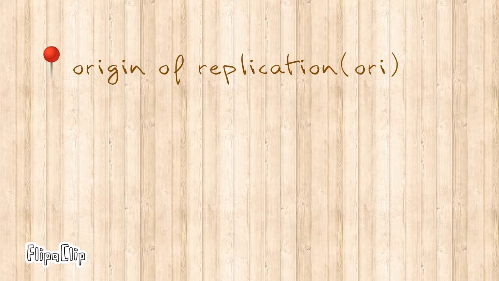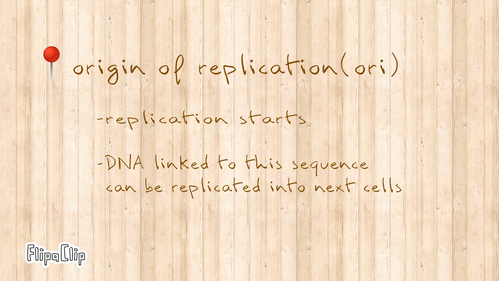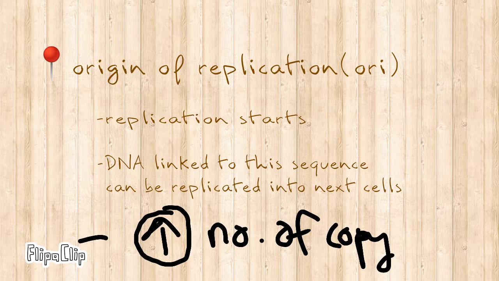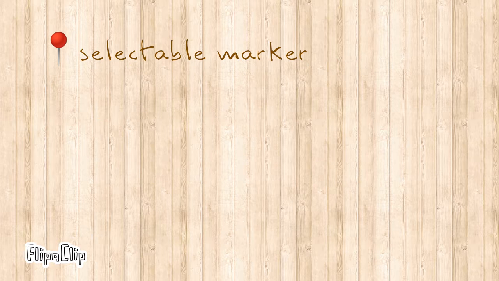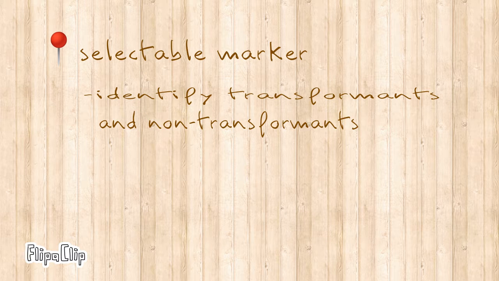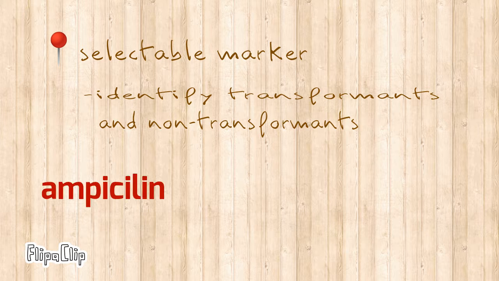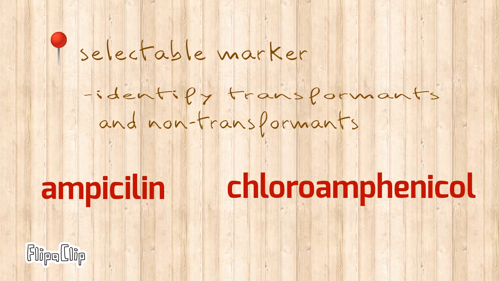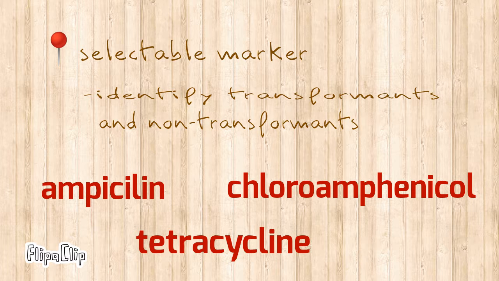The following features are required to facilitate cloning into a vector. Origin of replication: this is a sequence from where replication starts, and any piece of DNA when linked to this sequence can be made to replicate in the host cells. Selectable markers: in addition to ORI, the vector requires a selectable marker which helps in identifying the transformants and non-transformants. For example, genes encoding resistance to antibiotics such as ampicillin, chloramphenicol and tetracycline are used as selectable markers.